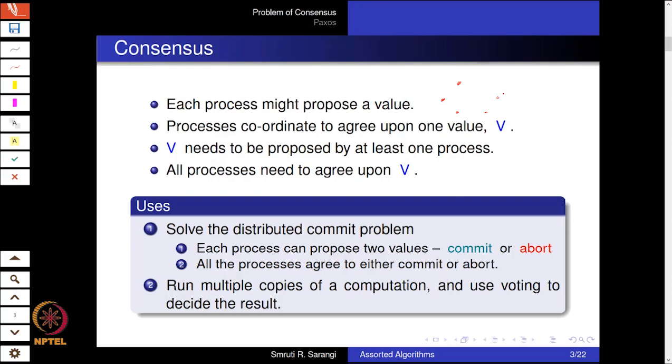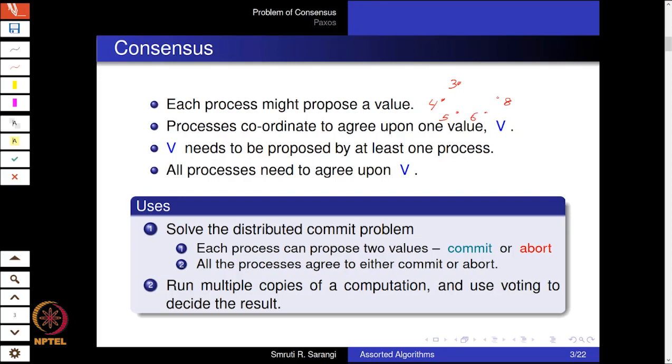Each process may propose a value. So the processes coordinate among themselves to agree upon one of the proposed values. So let's say that this process over here proposes 3, this proposes 4, 5, 6 and 8. So then these 5 processes coordinate among themselves to agree upon one of the values that has been proposed.